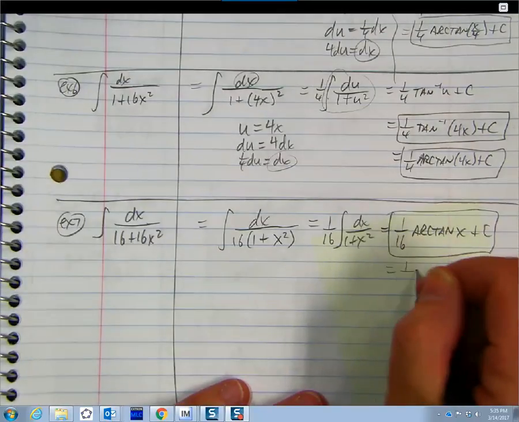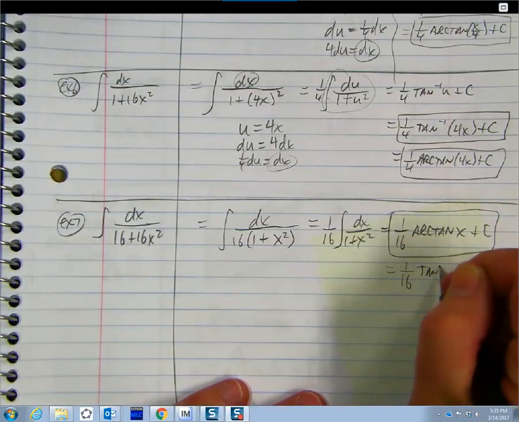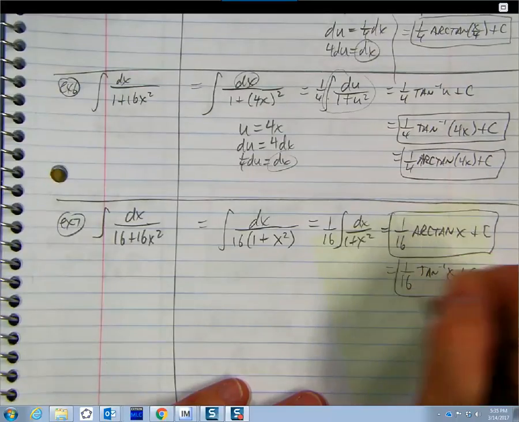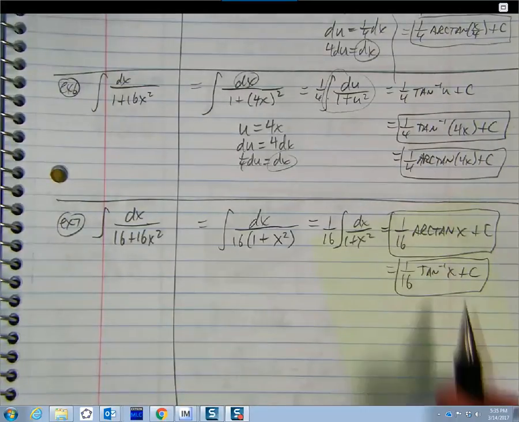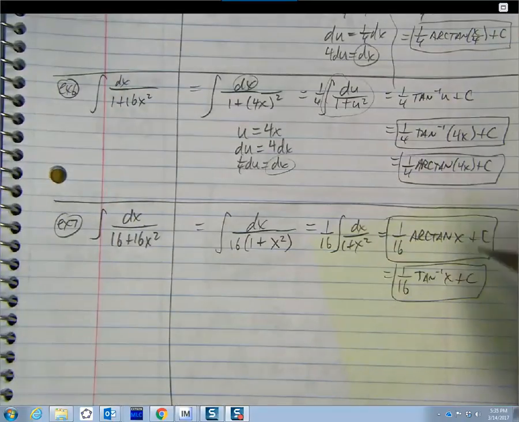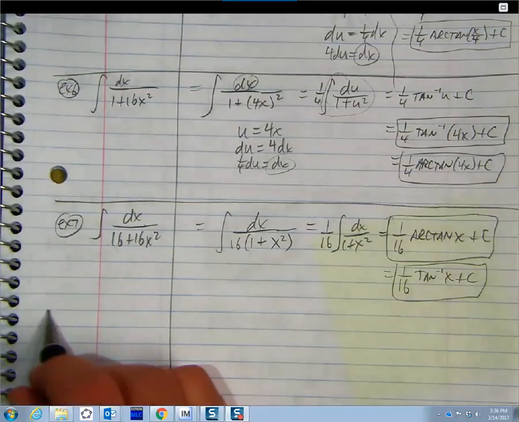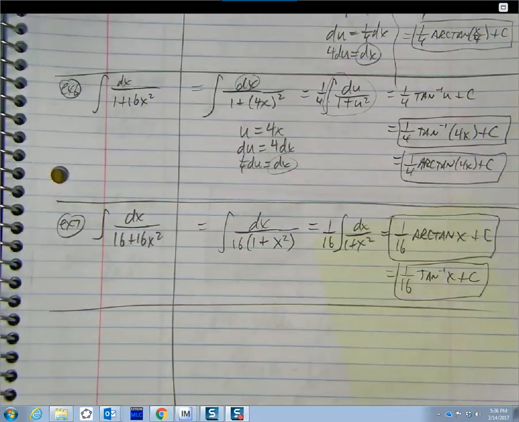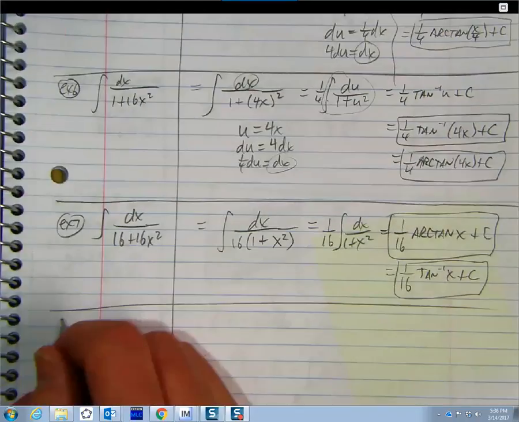I'll go right the other way now. Inverse tan of x plus c. Both are fine. Now on your homework, I don't need you to write both answers every time, but occasionally write this style and occasionally write that style. All right, there we go for our 16s. I think we might be done with the 16s. Maybe. Yeah, I think I can skip that one. That's easy enough. Okay, switching it up.